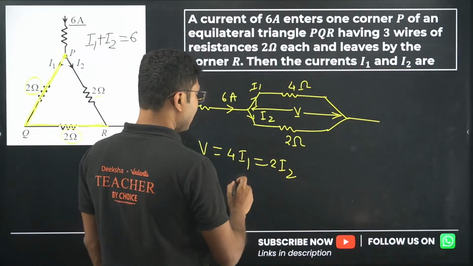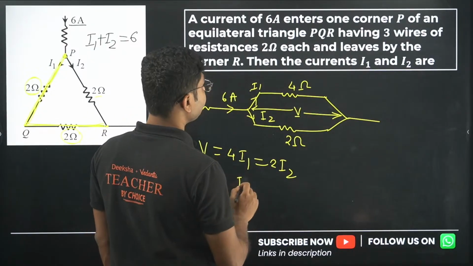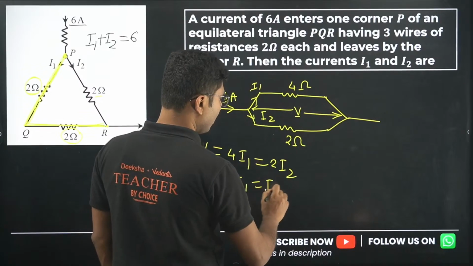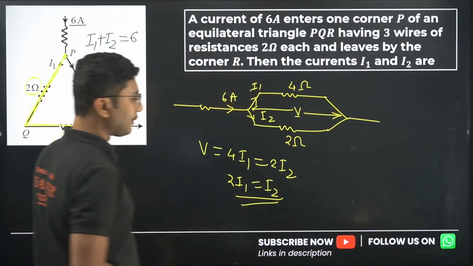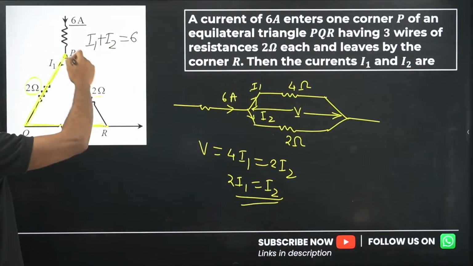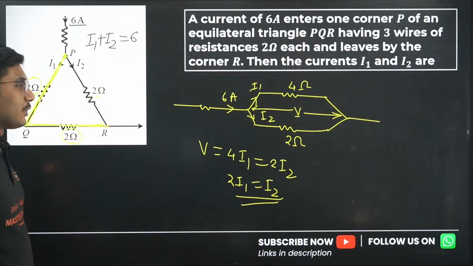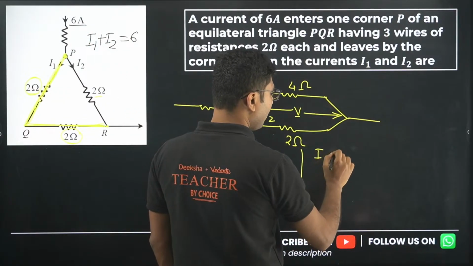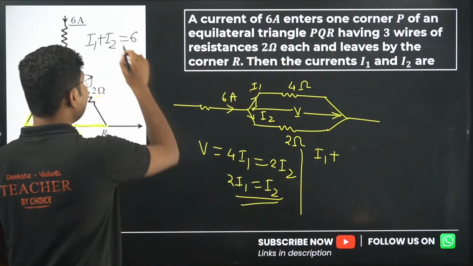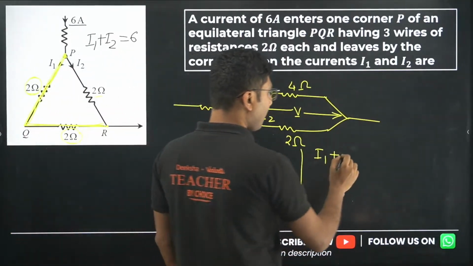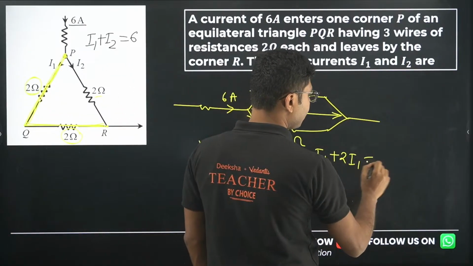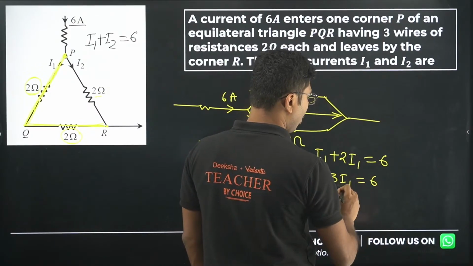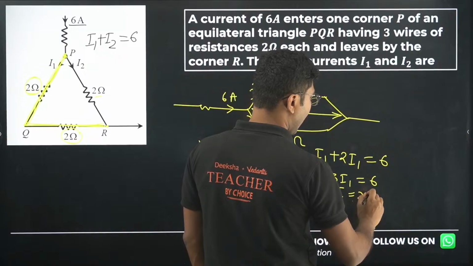So we are getting a relationship between I1 and I2: 2I1 equals I2. Also from Kirchhoff's current law, we know I1 plus I2 must be equal to 6. So we put the value of I2, that is 2I1, in this equation. So 3I1 equals 6, or I1 equals 2 ampere.